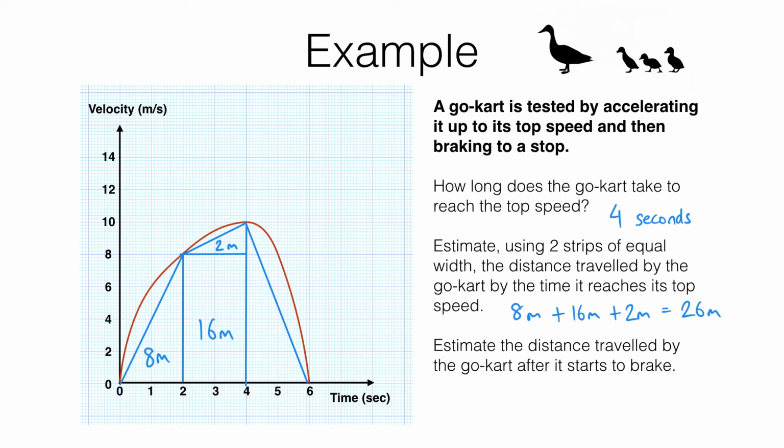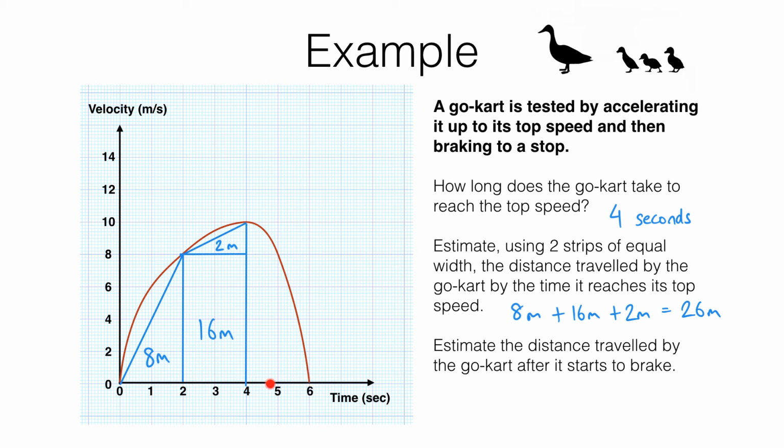Now, hopefully you can see that this is going to be quite an underestimate because we're missing out a lot of area here. Now, we might be okay with that, but let's say we wanted to be a bit more accurate. What could we do? Well, we could split this into strips. So instead of having just one strip to give us this triangle, we could have 2 strips. Let's see what that would look like.